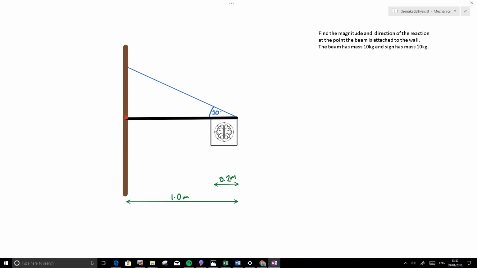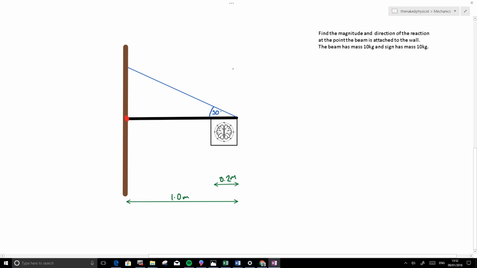So the question here is asking us to find the magnitude and the direction of the force at the point that the beam is attached to the wall. So here's our beam, the black beam here. We have a sign which has a mass, and we have a cable which has some tension in it as well. And we need to work out the magnitude and the direction of the force at this point here.